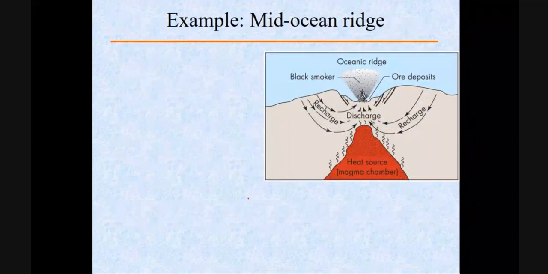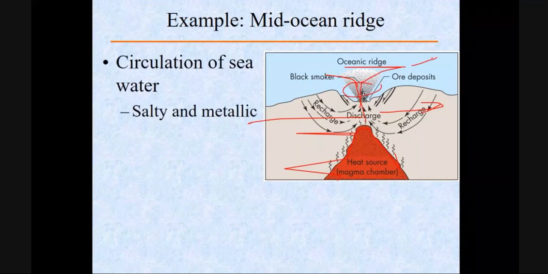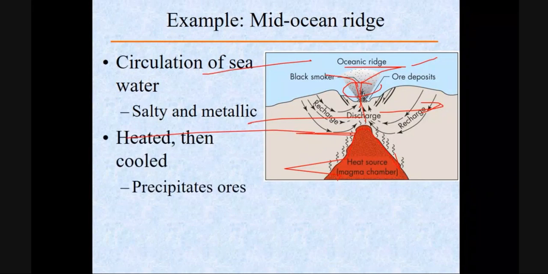So you can see, as I told you, the divergent margins, where the plates are diverging. You will have a heat source, and you will have the oceanic ridges where the black smokers interact with oceanic water. We will study all these things, the circulation of seawater, because it is salty and will bring the metals, and they precipitate the ores, which are called the massive volcanogenic ore deposits along the oceanic ridges.